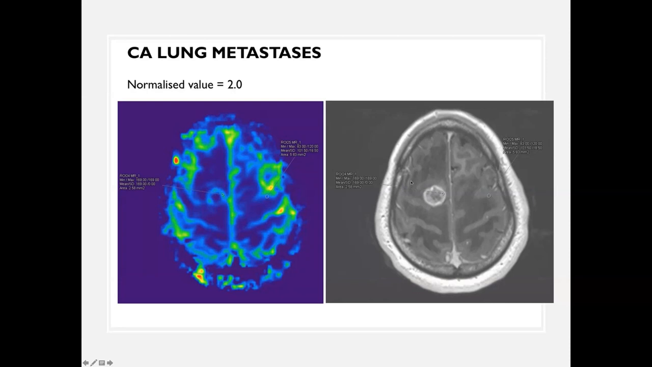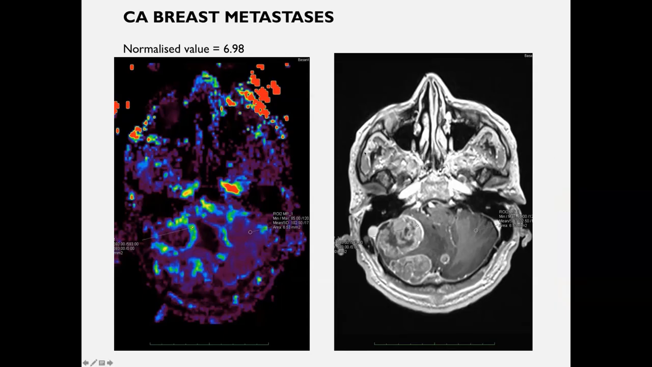If we leave certain exceptions like breast, thyroid, RCC, most of the other metastases, in our experience we get a value somewhere from 2 to 2.5, maximum up to 3. They usually stay around 2 to 2.5. This is an exception rather than a rule.